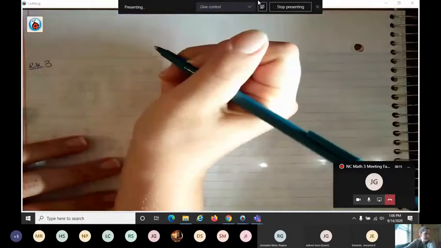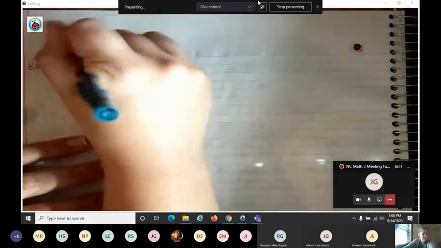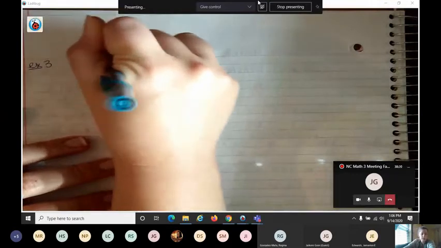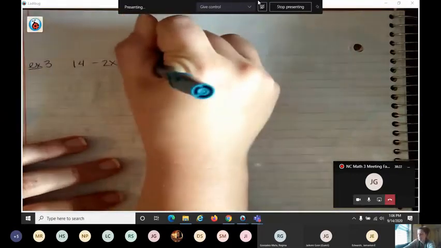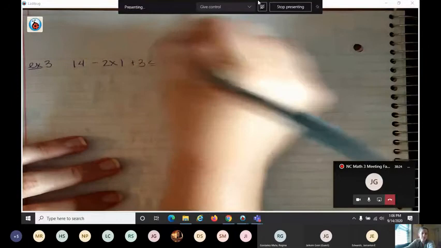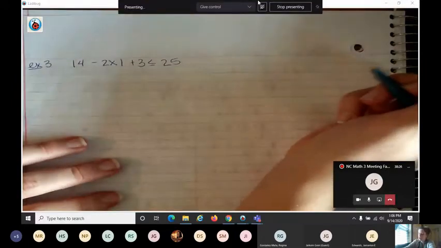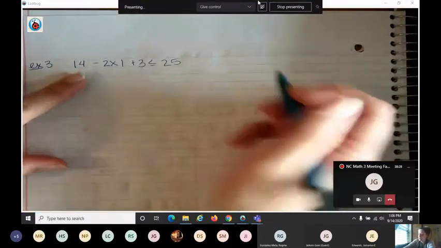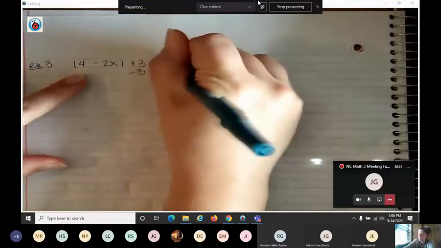So this is example 3. Okay, so I have the absolute value of 4 minus 2x plus 3 is less than or equal to 25. Okay, so the first thing I've got to do is get the absolute value by itself. So I'm going to subtract 3.